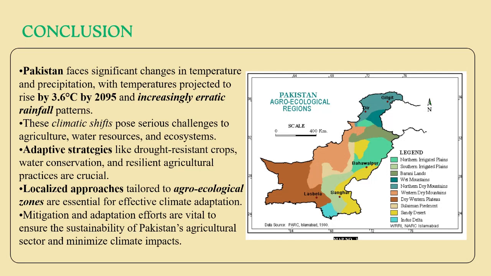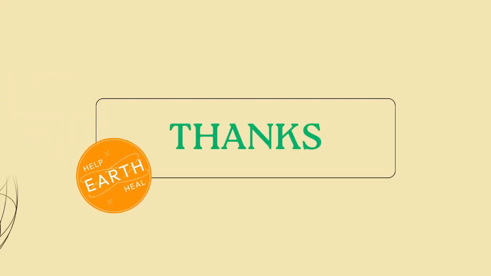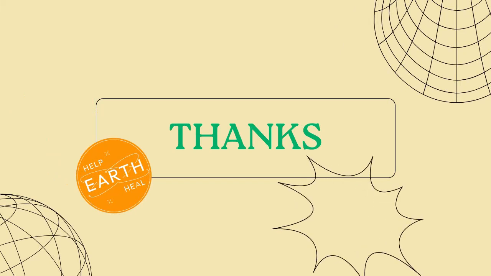Over the past 15 years, Pakistan has experienced significant temperature increase and erratic precipitation patterns. Temperature is projected to rise by 3.6 degrees Celsius by 2095. With accelerated warming expected in the coming decades, precipitation is becoming increasingly erratic with fluctuating periods of drought and rainfall. These climate shifts pose major challenges to water resources, agriculture, and ecosystems. To adapt, we need drought resistant crops, improved water conservation, and strategies to withstand climate extremes. Mitigation and adaptation efforts are crucial to minimize impacts and ensure long term agriculture sustainability.